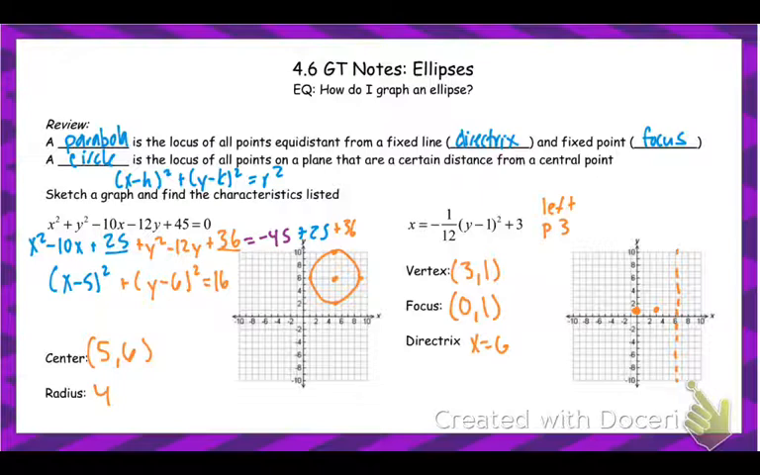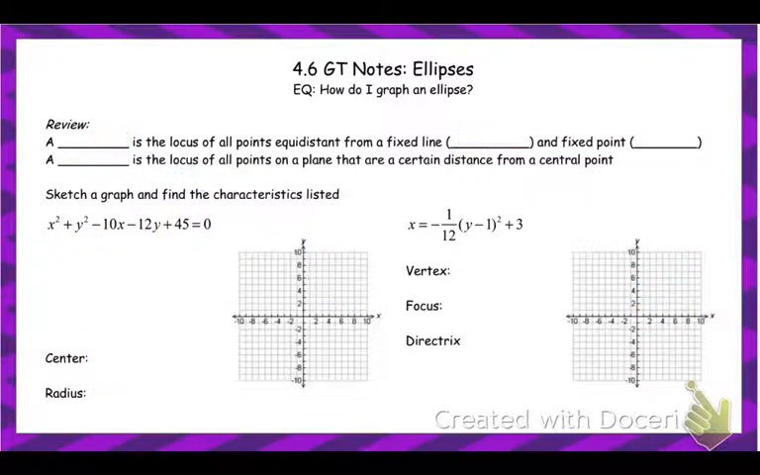Then I need 2 more points on my graph. So if p is 3, then I'm going to move double that basically in both directions from the focus. So I'll move 6 up and 6 down, because the total length of the latus rectum is 4p.